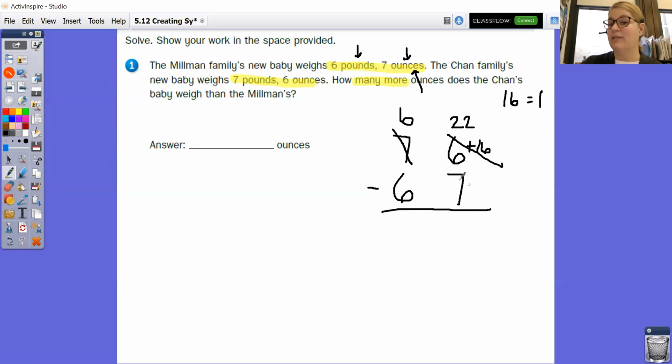Now I can subtract because 7 is smaller than 22. 22 minus 7 is 15. And yes, I'm going to write both digits on this side. Then 6 minus 6 is 0. So the question is, how many more ounces did the Chan baby weigh? I look for my ounces because this is my ounces column, and I'm going to fill in 15. Okay, I want you to try question 2 on your own.